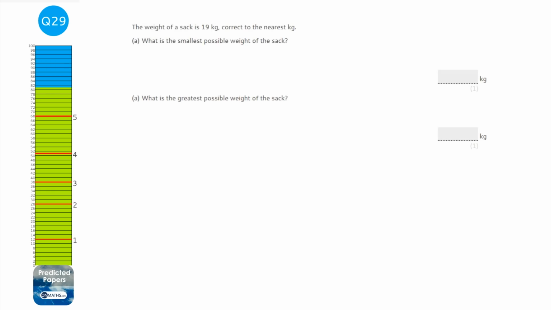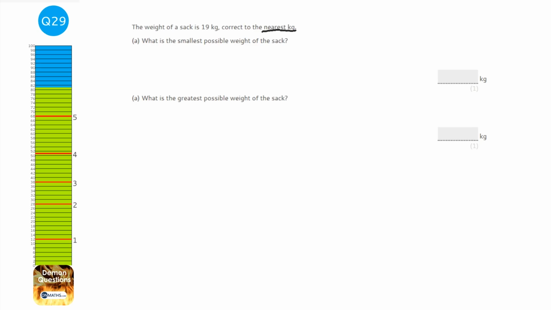Okay, this question looks quite confusing because it says the weight of the sack is 19 kilograms, but then it asks you for the smallest and largest possible weight that it could be. So it seems quite confusing at first until we realise that it is rounded to the nearest kilogram.